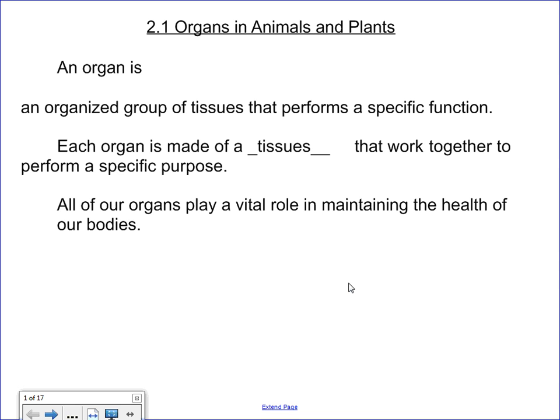If you'll recall from previous lessons, we've talked about the different types of tissues: epithelial, connective, muscle tissue, and nervous tissue, and the fact that tissues are groups of cells that work together to perform a specific task. An organ is a grouping of tissues that work together for a larger specific purpose. And all of our organs play a vital role in maintaining the health of our bodies.